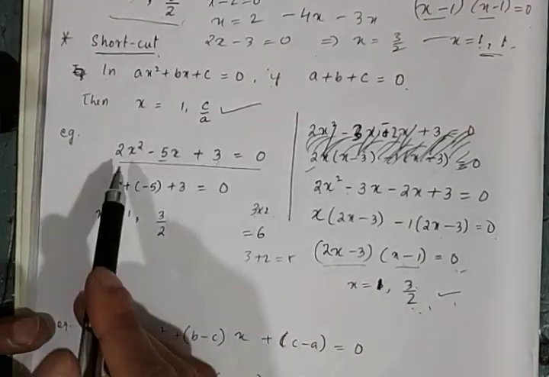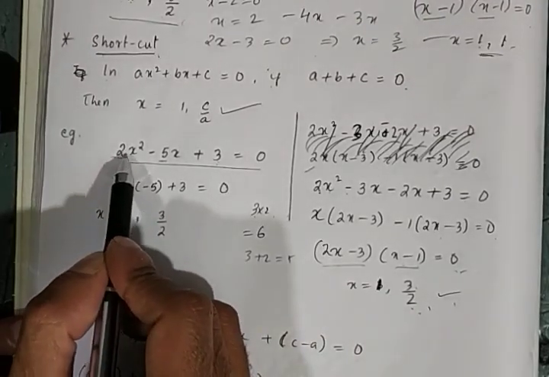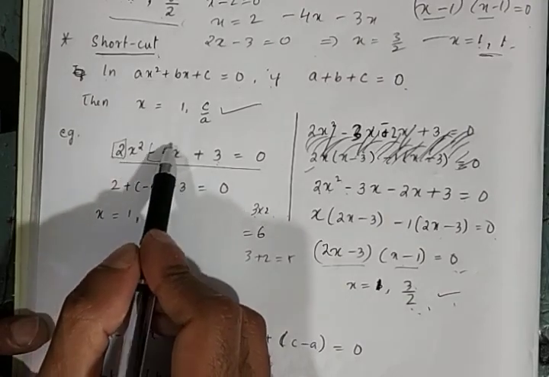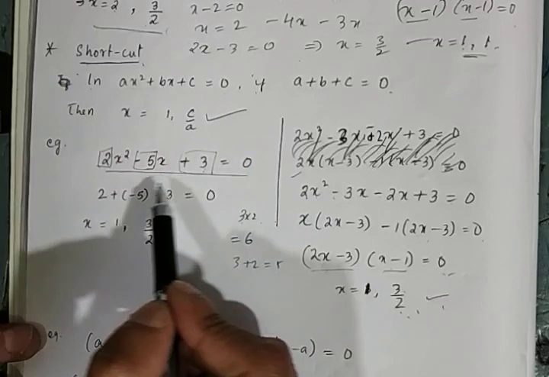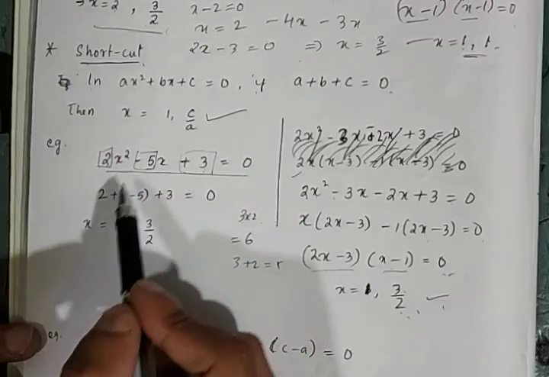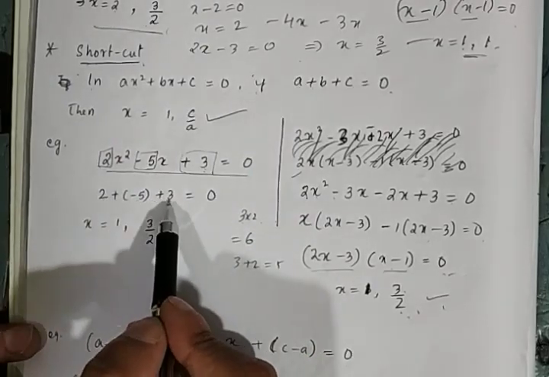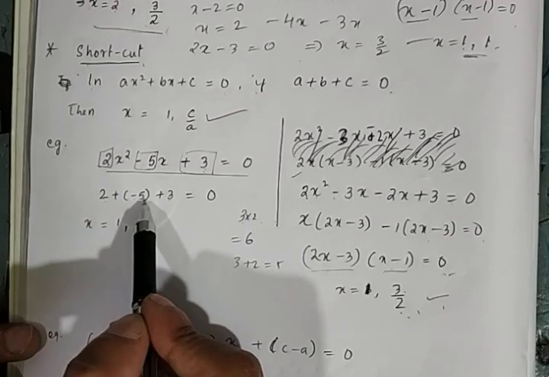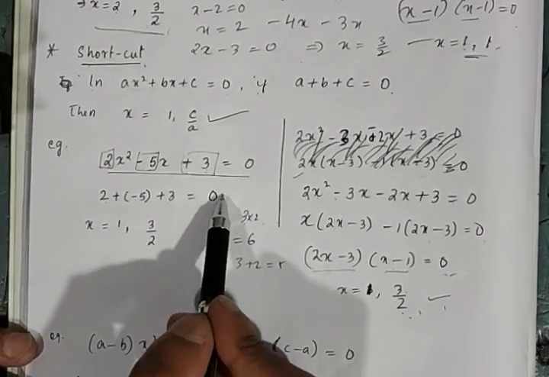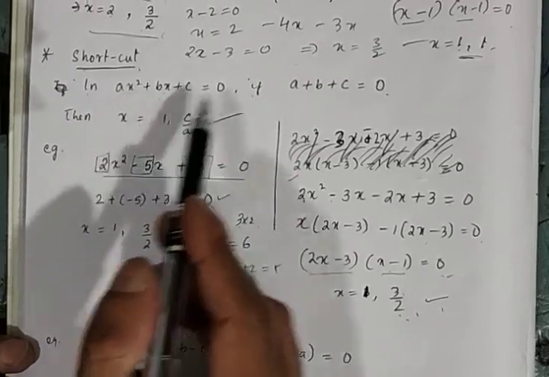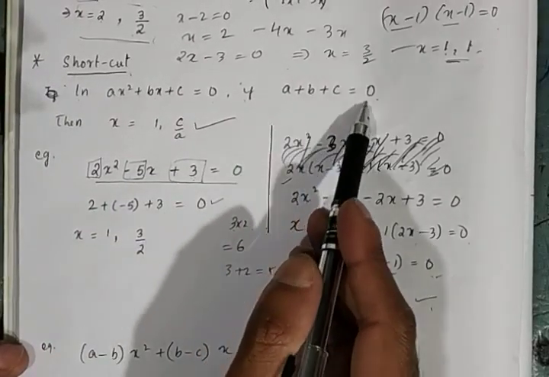Now check here, check the coefficients. This is a, this is b, and this is c. I am doing this by the shortcut method now. Try adding all these three, a plus b plus c. Now 2 minus 5 is minus 3, and minus 3 plus 3 is 0. That means the sum of a plus b plus c equals 0.